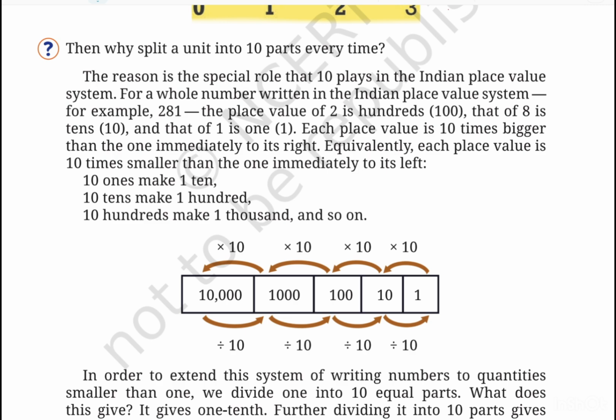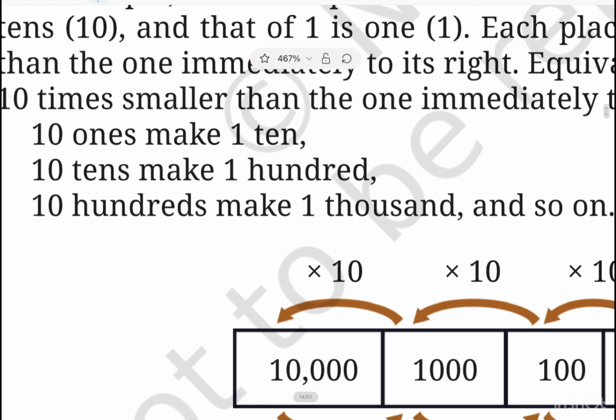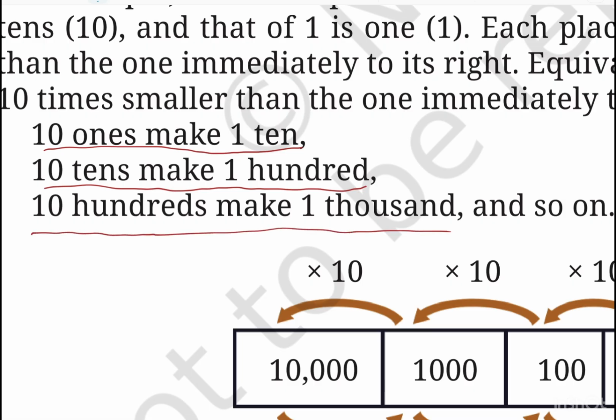Then why split a unit into 10 parts every time? Because in the Indian place value system, we use the number 10. Take 821: 1 is in the ones place, 2 is in the tens place, and 8 is in the hundreds place. So 10 ones make 10, 10 tens make 100, and 10 hundreds make 1000.